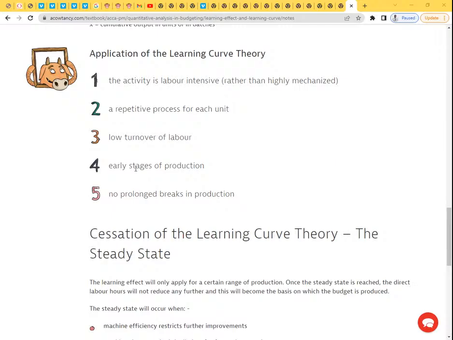Number 5, there should be no prolonged breaks in production, just like in the aviation industry. If a pilot takes a 30 days leave, when this pilot comes back, because of that break, he will have to go for a retraining. So those are very nice conditions. You must know them. Very popular in your exams.